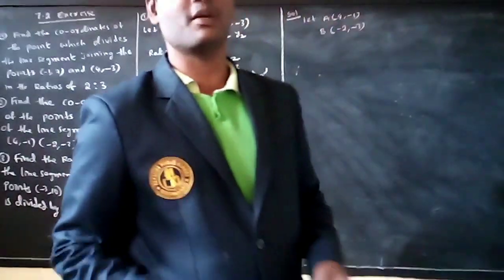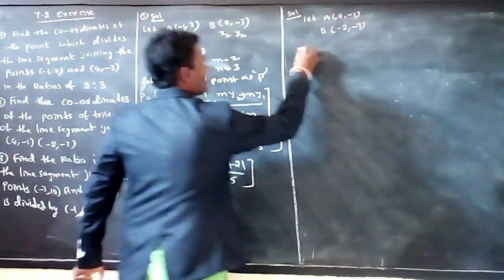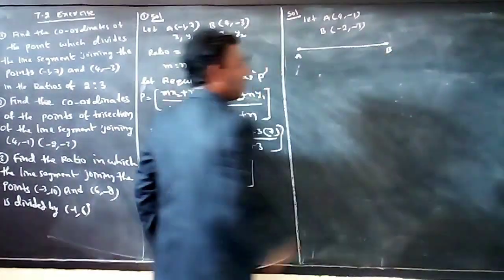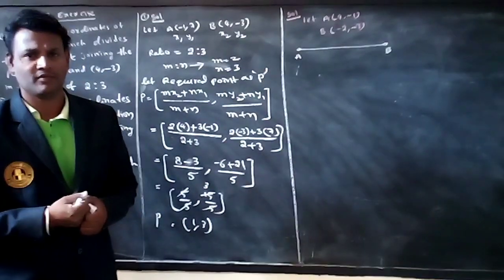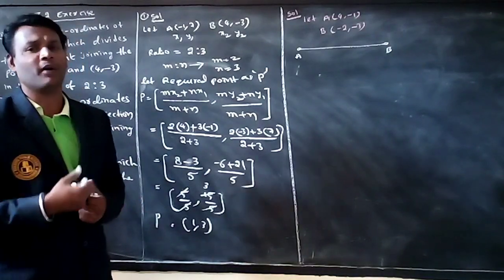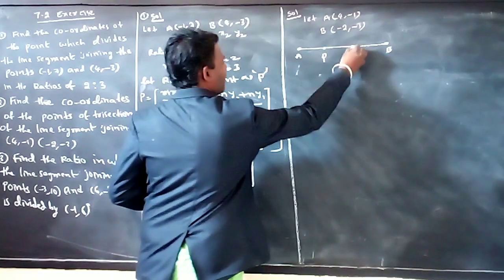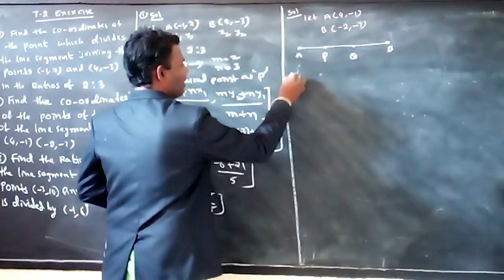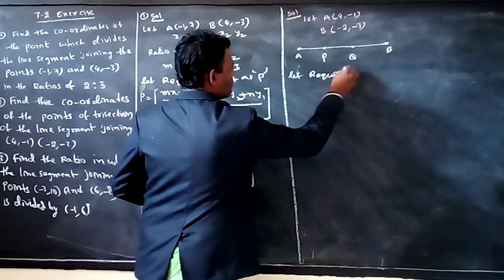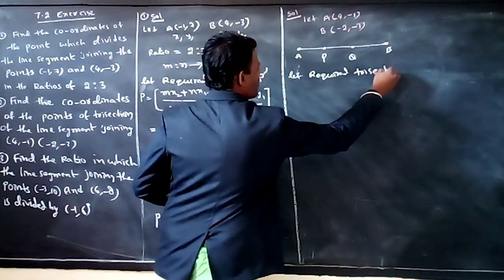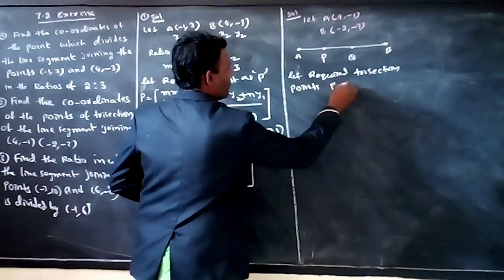So I need the trisection points. For example, I am taking the line segment AB. To find the trisection, it means I need 3 parts. To find the 3 parts, I need 2 points. Here P and here Q. Let the required trisection points be P and Q.